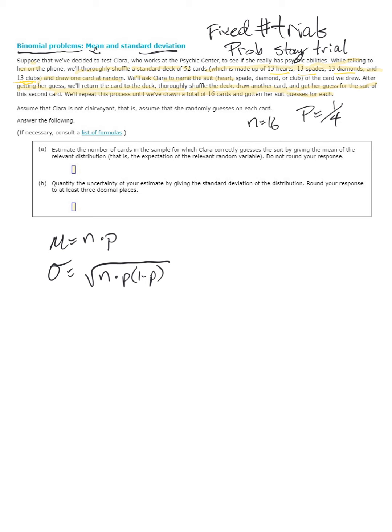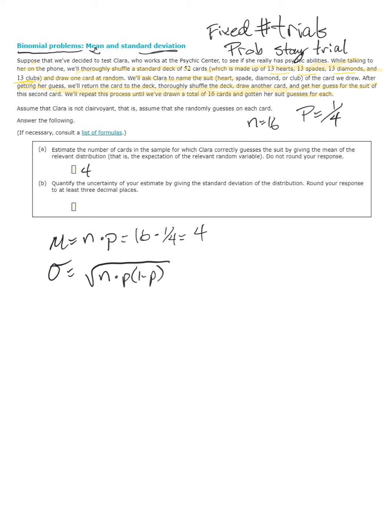All right. So if she were just guessing, how many should she get right? The average should be the mean, which is the number of trials times the probability of success. All right, that's going to come out to be 4. So we would expect her to get 4. That would be the mean.